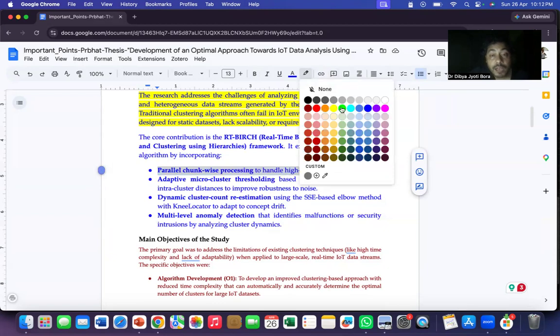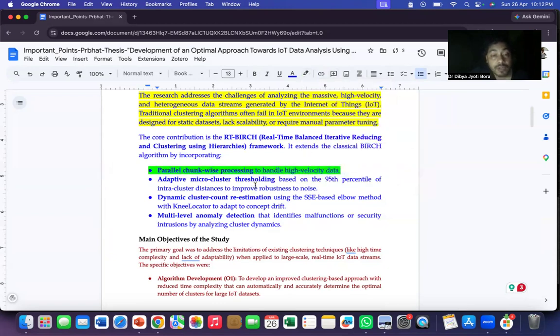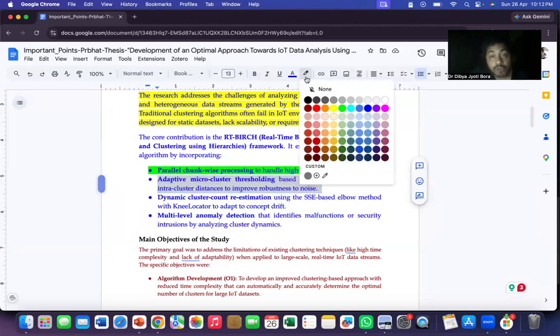That way we are handling the time as well as the high velocity data, and adaptive microcluster thresholding based on the 95th percentile of intra-cluster distances to improve robustness to noise. This point is also very important.